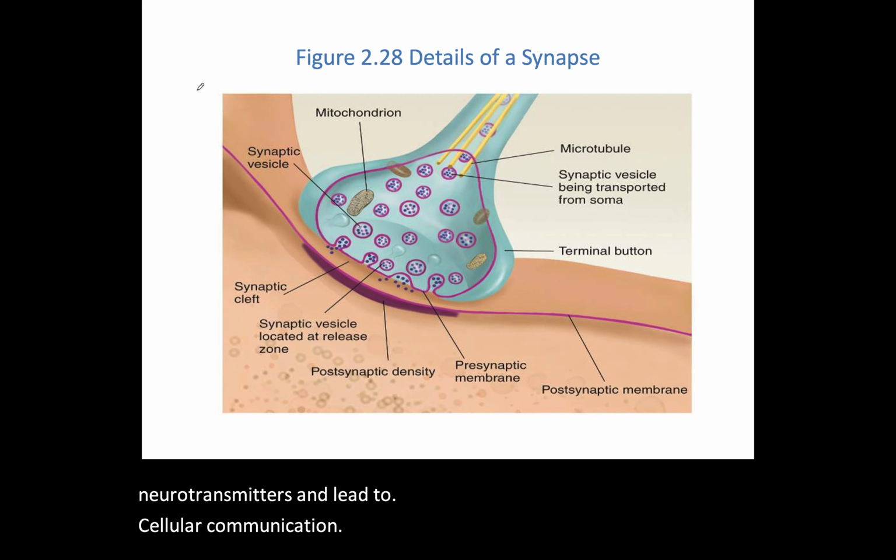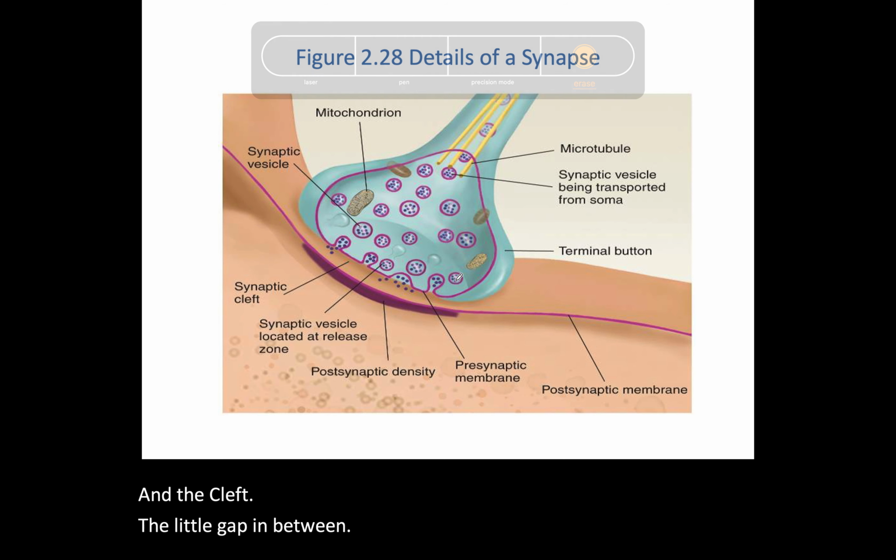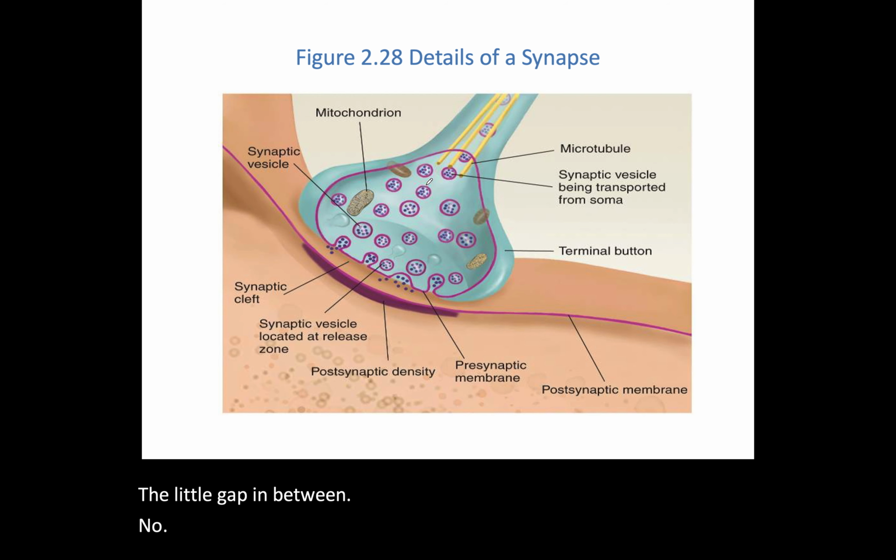Now remember, the synapse has three parts: the presynaptic side, the post, and the cleft, the little gap in between. Now, the action potential causes neurotransmitter release.